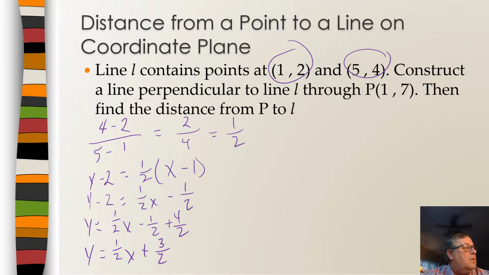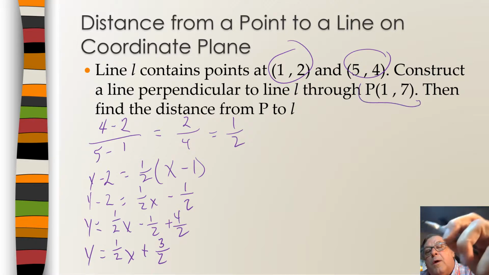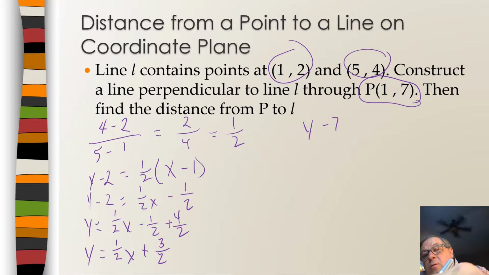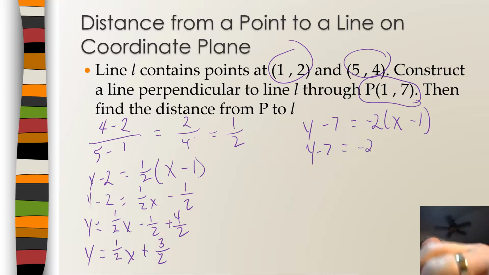And so let's see what we want to do. I'm going to use point-slope, and we're going to use this point right here. So then I'd have y minus 7 equals -2 times x minus 1. y minus y1 equals the slope times x minus x1. We've got y minus 7 equals -2x plus 2. And add 7 to both sides, and we get y equals -2x plus 9.